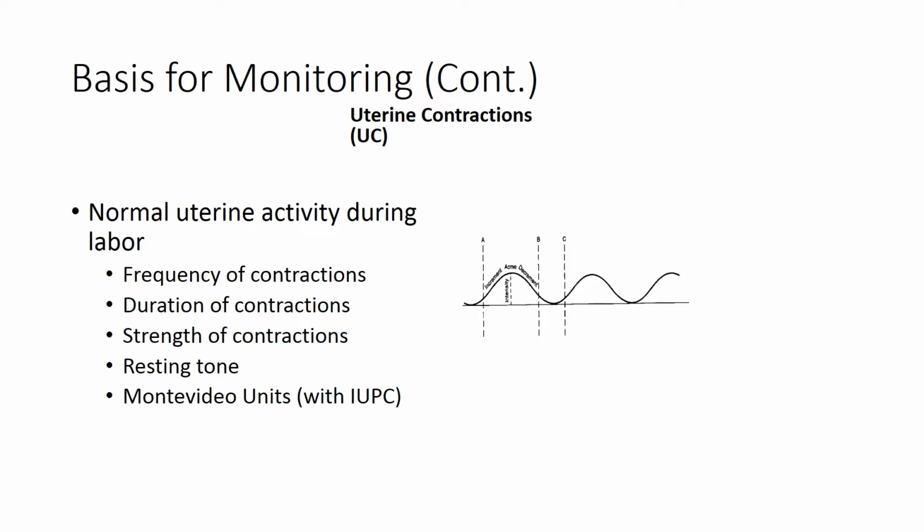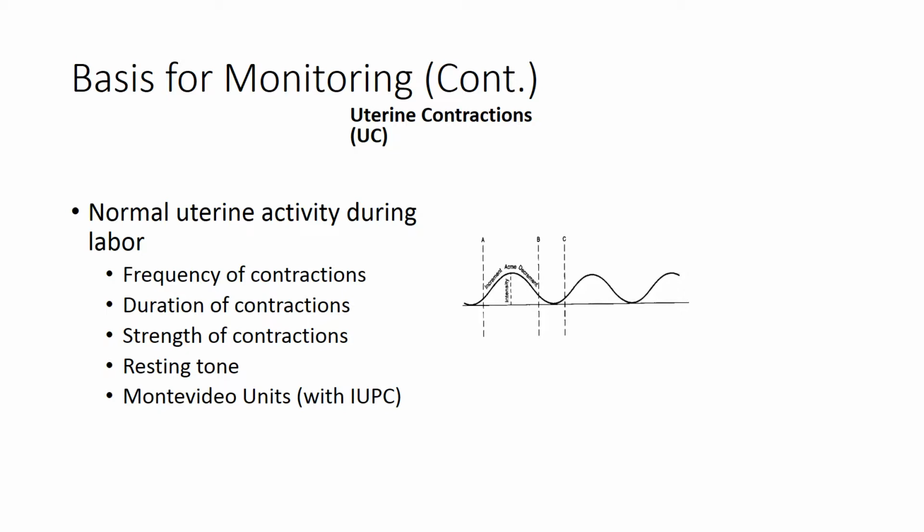In this diagram over to the right, frequency is from the beginning of one contraction to the beginning of the next contraction, so as you're looking at it, from point A to point C on this slide. If someone comes in and says my contractions are 3 minutes apart, I'd look at the monitor strip, start counting at the beginning of the first contraction, and then count how many minutes until the second contraction starts.